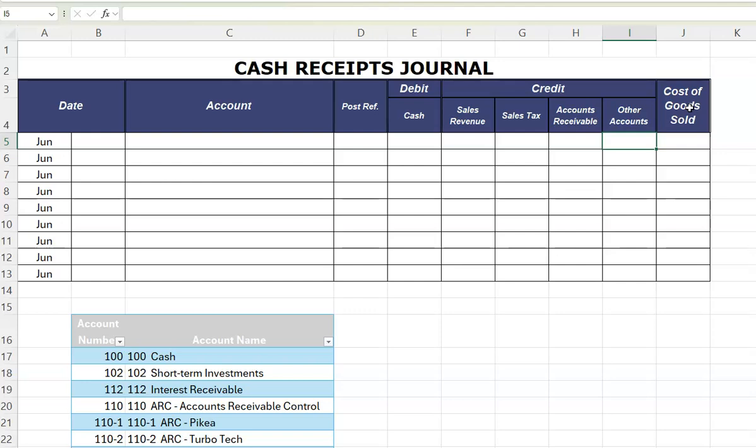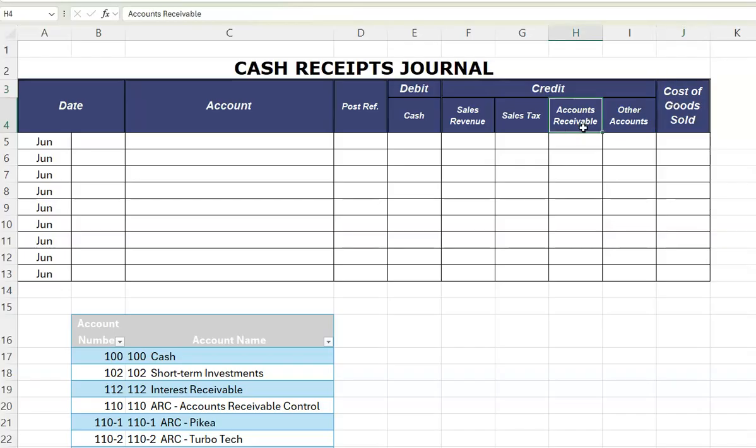It would also debit cost of goods sold if we have a sale, debit cost of goods sold, and credit inventory. Again, cost of goods sold you don't have to worry about on the general ledger. Sales, sales tax, accounts receivable, don't worry about those. But if it's in the other accounts column, we have to post that to the general ledger. Cost of goods sold, we're going to update. It'll be a debit to cost of goods sold, a credit to inventory.